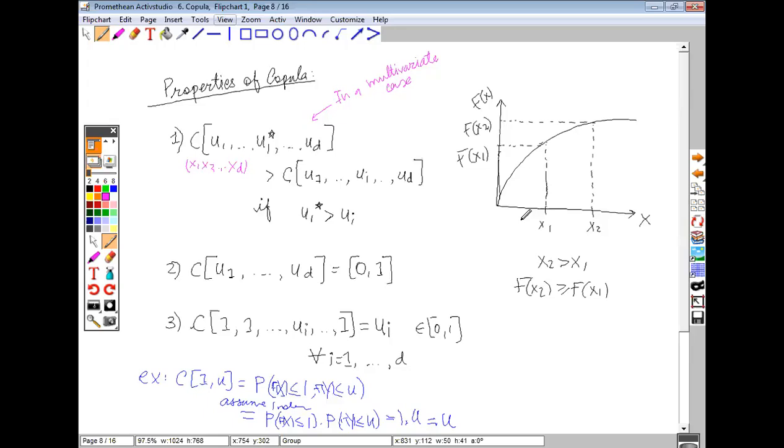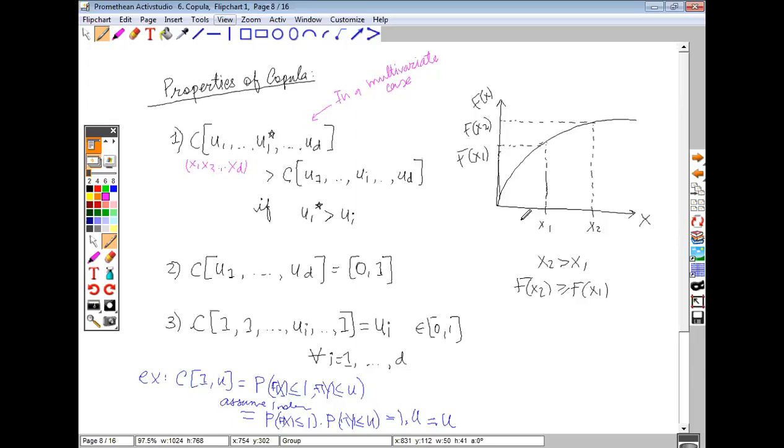And ma'am, just one last thing, for the C(x,y), you have written it equals probability x less than or equal to x. But here, when you've given the 1 and u example, you've written probability f of x less than or equal to 1 and u.